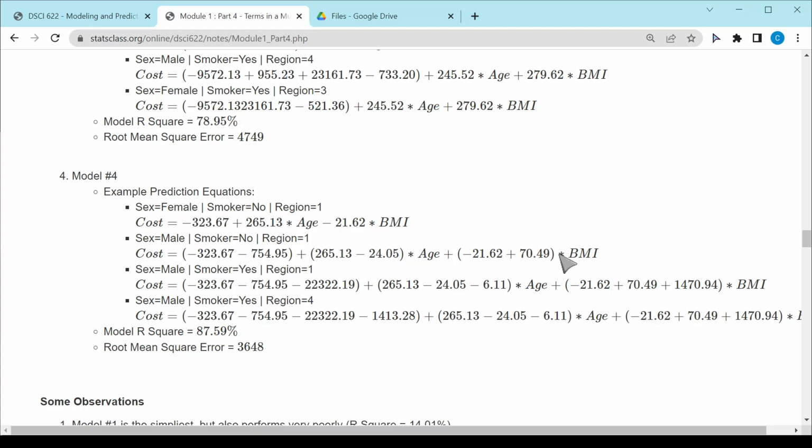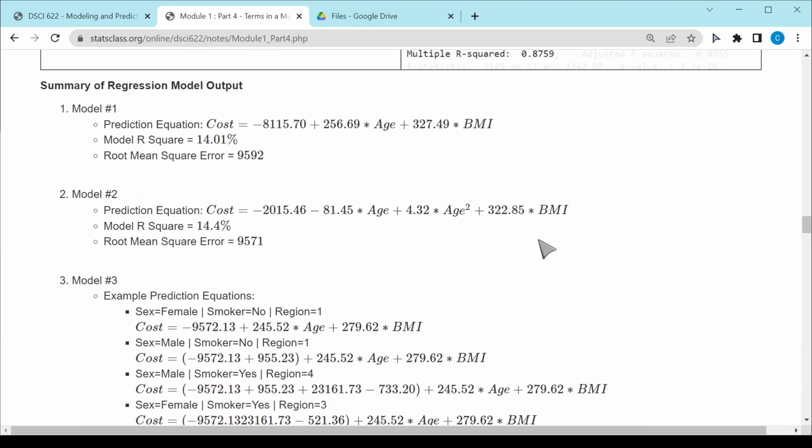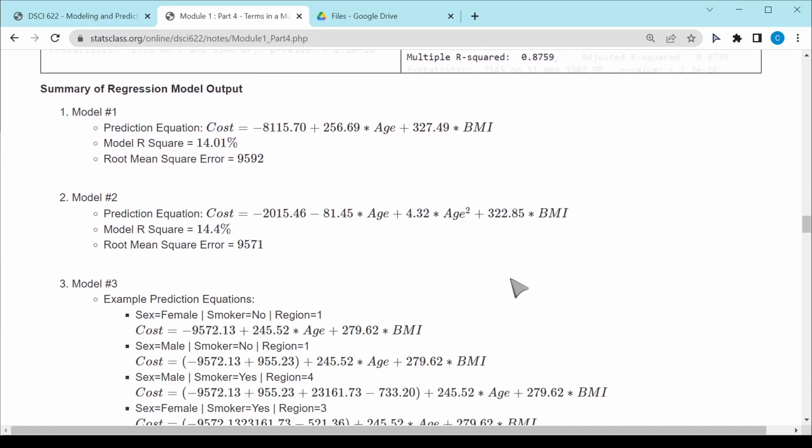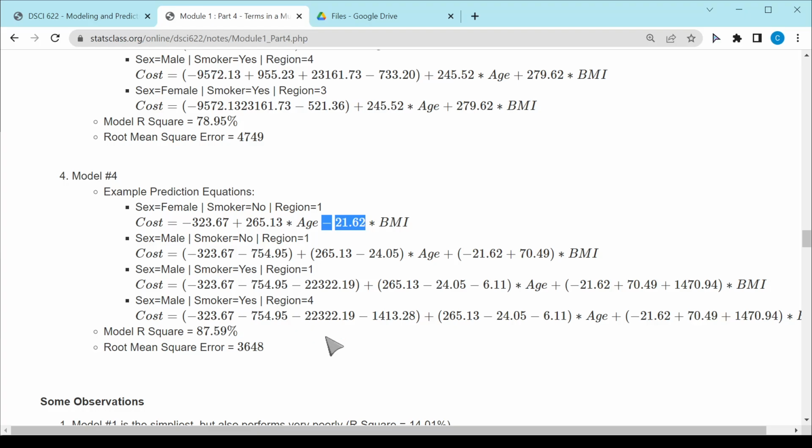Now the effect for BMI. I'm going to start with that negative 21, which is what I had for females. But then I'm going to add, it looks like about 70 to that. Where am I getting that from? Sex male BMI. So I need to add 70 to the BMI coefficient when I'm talking about a male. Likewise on some of these others. So I kind of built up each of these models from the one previous.